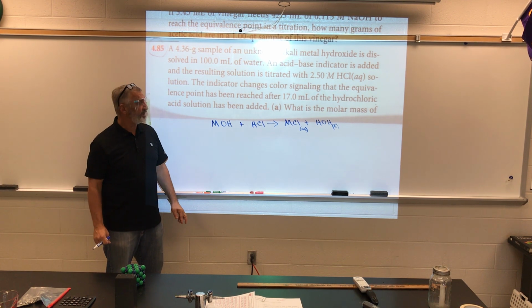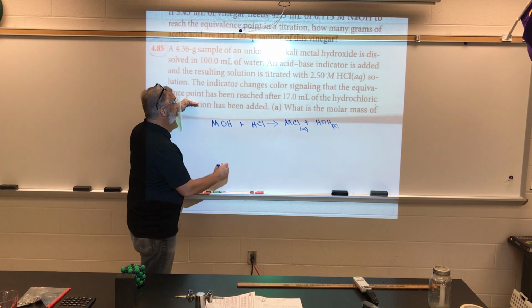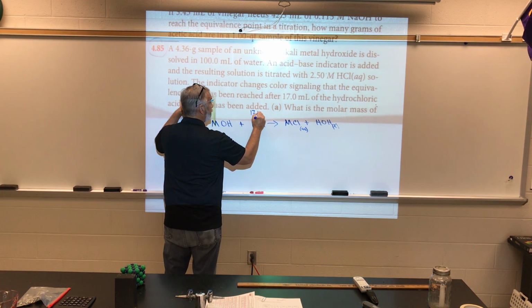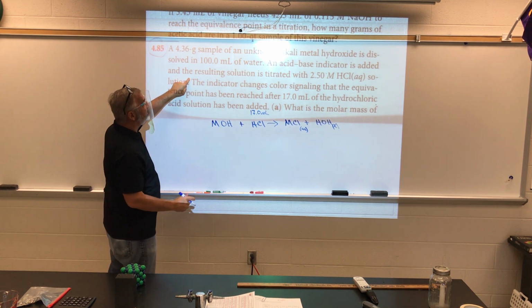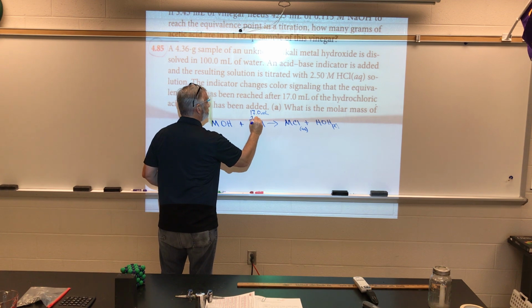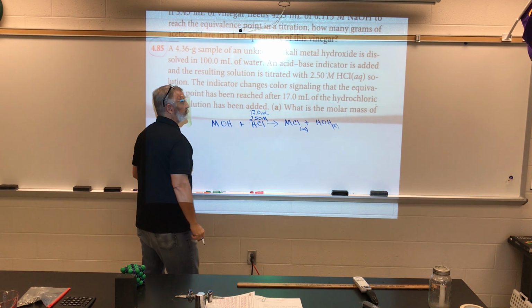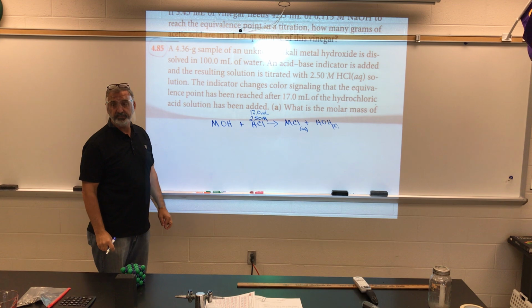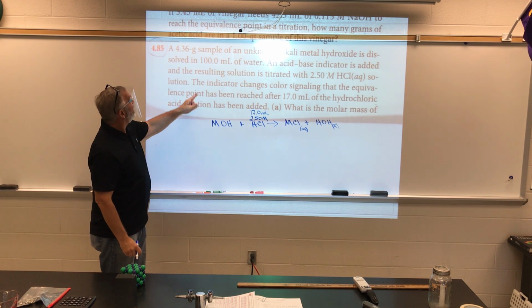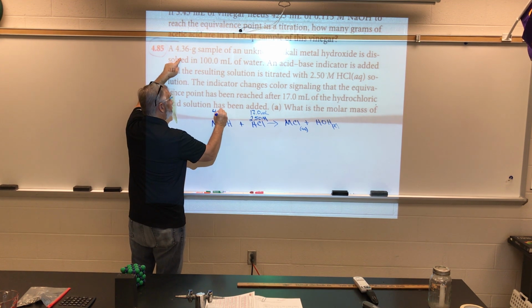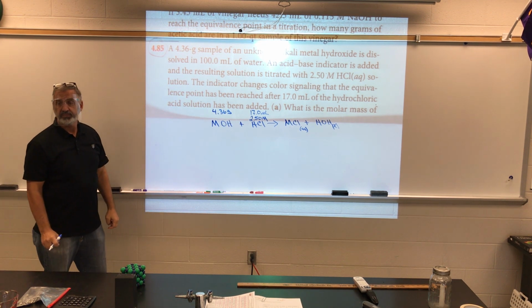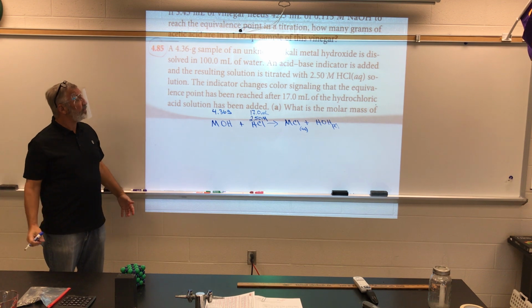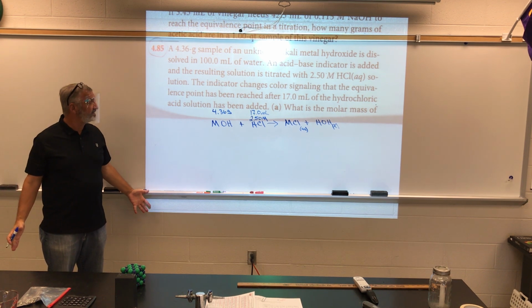Water. Okay? Now, I am given 17 milliliters of HCl. And it tells me that it's 2.50 molar. Right? And I know that I have 4.36 grams of this. Now the question says, what is the molar mass of the unknown metal? Okay?